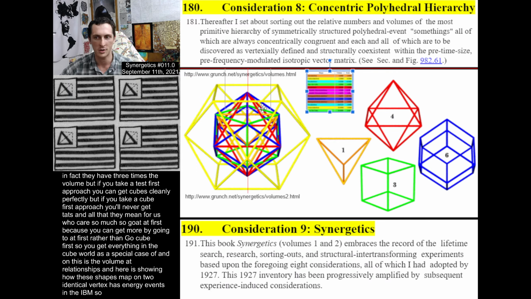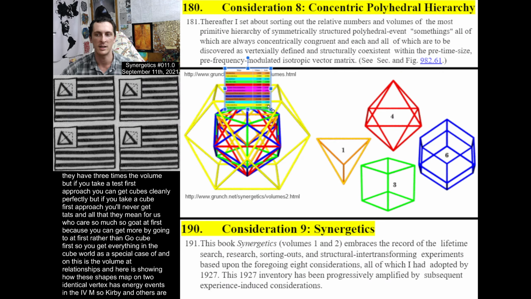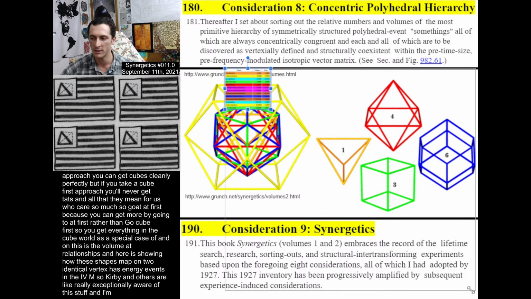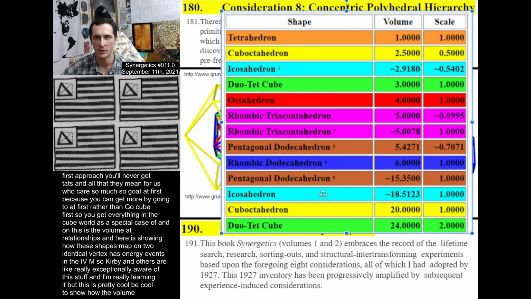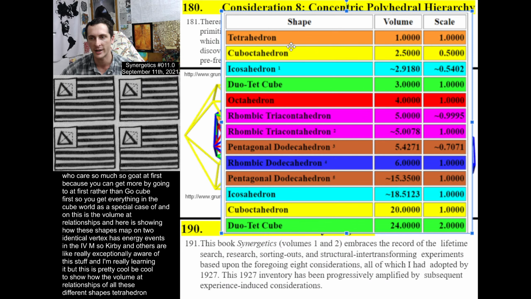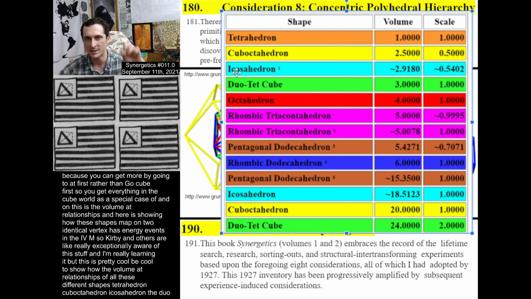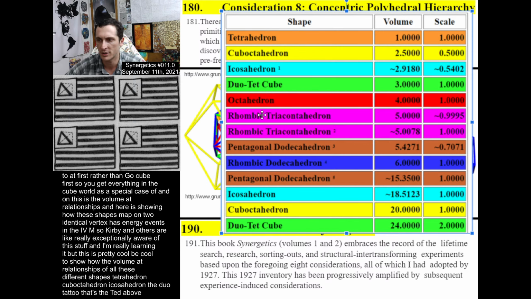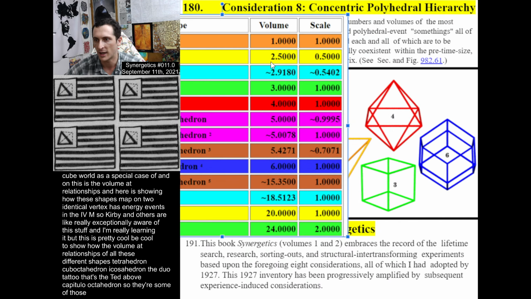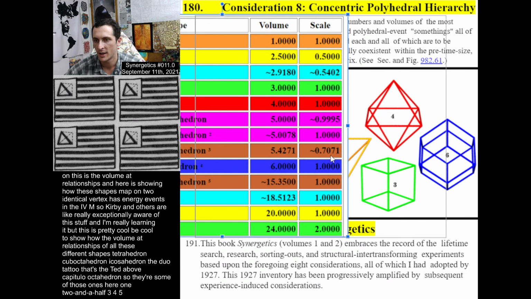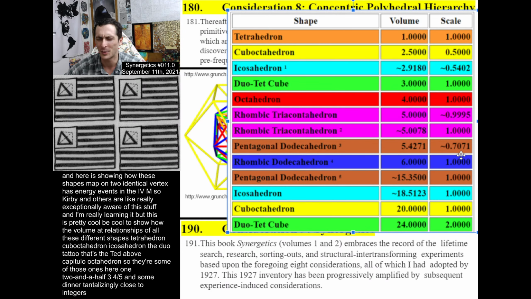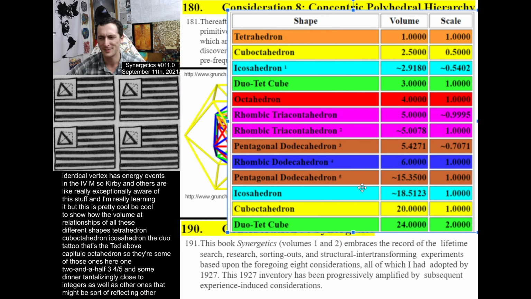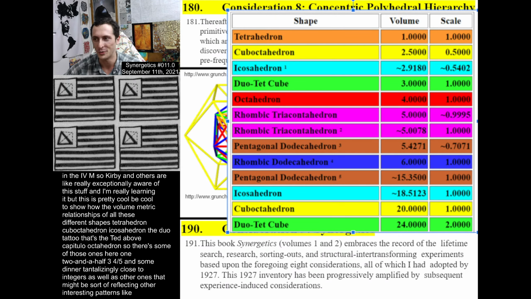So Kirby and others are exceptionally aware of this stuff, and I'm really learning it. But this is pretty cool to show the volumetric relationships of all these different shapes: tetrahedron, cuboctahedron, icosahedron, the duo tet cube, that's the tet above, tet below, octahedron. So those are some of those ones here, 1, 2.5, 3, 4, 5. And some that are tantalizingly close to integers, as well as other ones that might be reflecting other interesting patterns like phi or root 2.